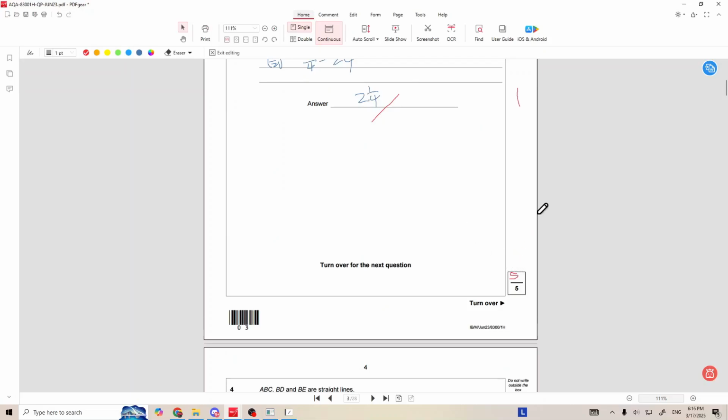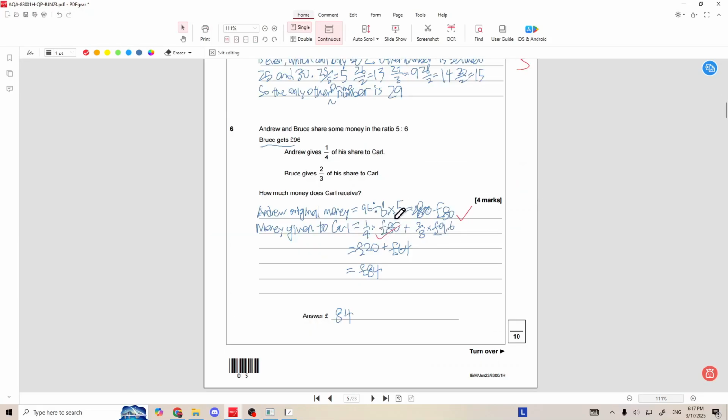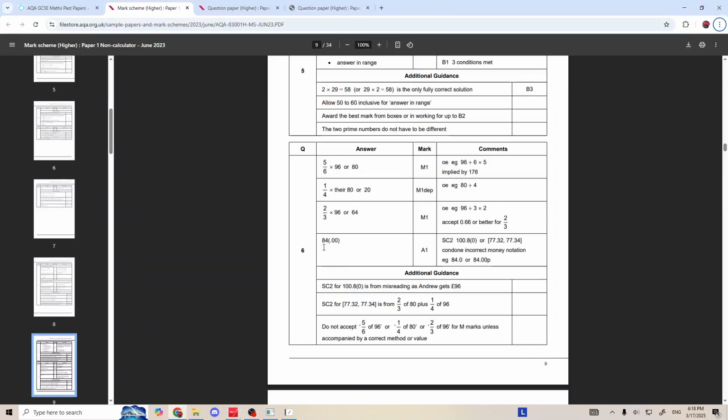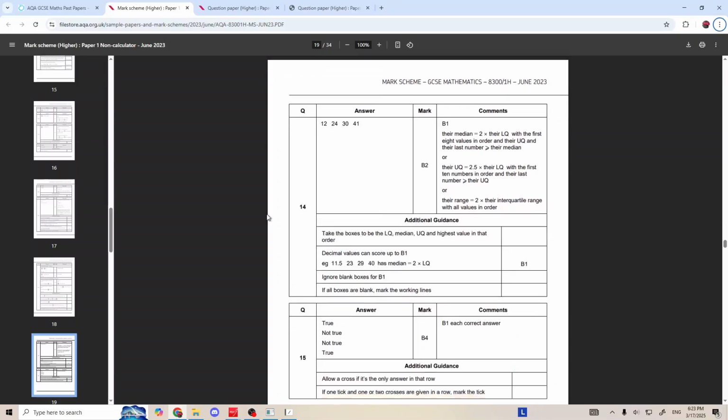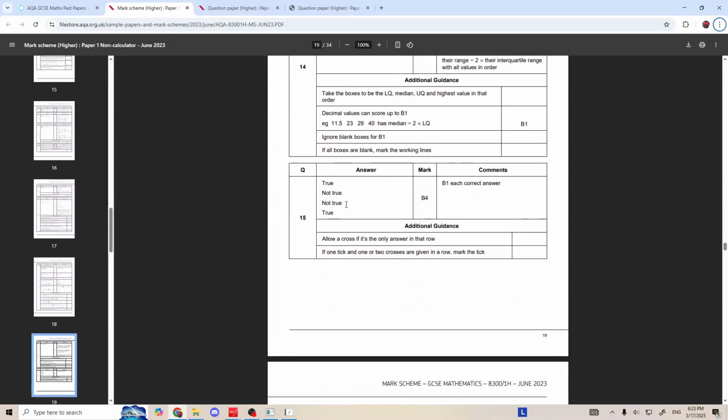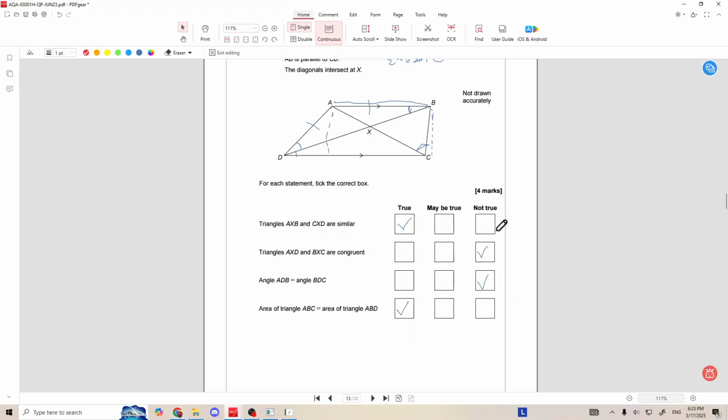Do I have to write it there? I guess so. Yes, okay, 1 mark. 2/3, 96. Yeah, and then 84, that's the final answer. Okay, 4. 10 out of 10. So far, no issue. True, not true, not true, true. Oh, I got it correct.